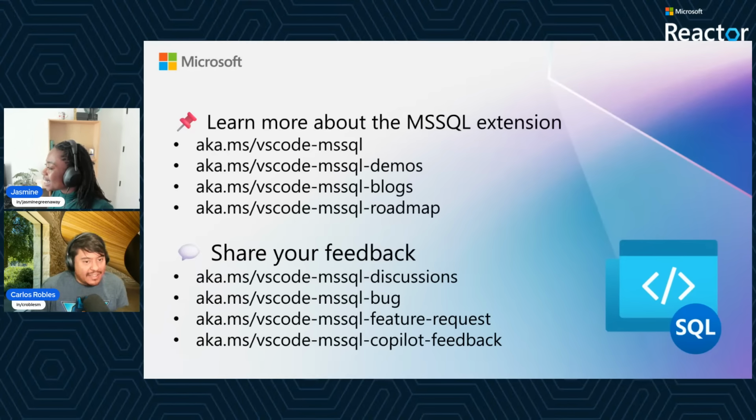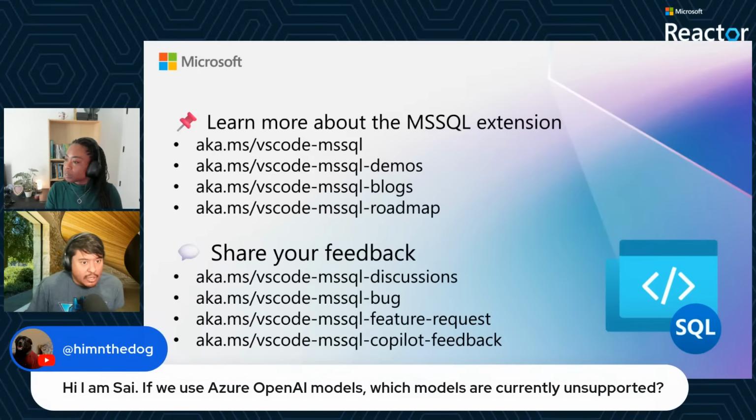If we use Azure OpenAI models, which models are currently unsupported? I would say you should go to Azure. I don't have the link handy here, but there is a list, and when you hop into the experience, they show you the list of different models that are available for you. I think all the unsupported ones are removed. Unless you run it locally, if it's unsupported, you won't be able to do it.